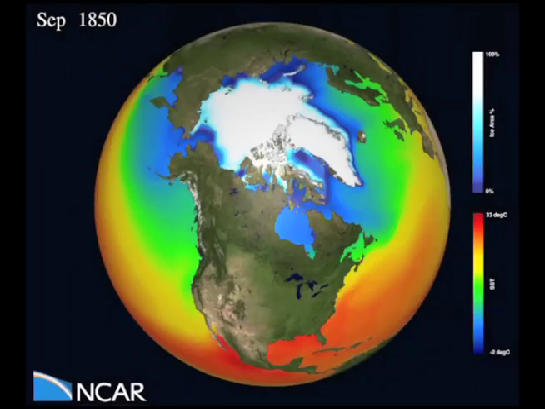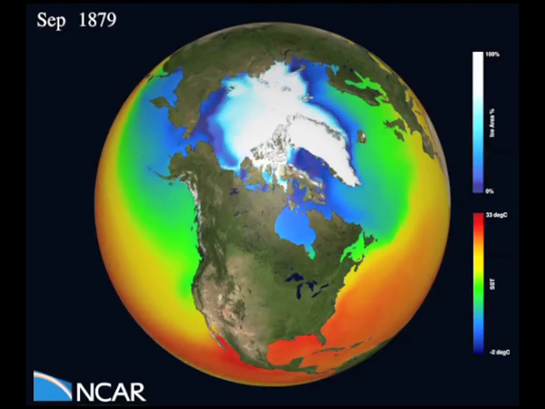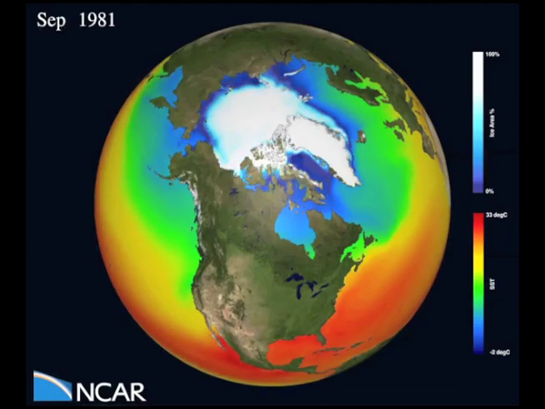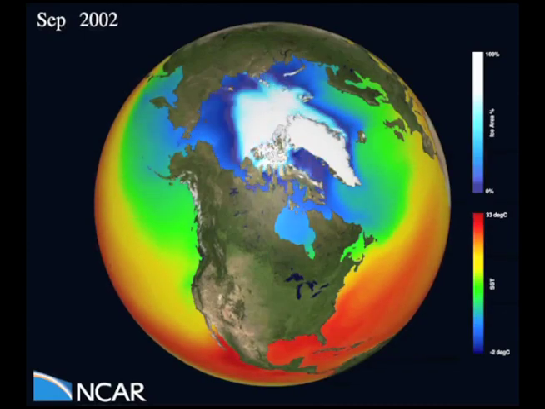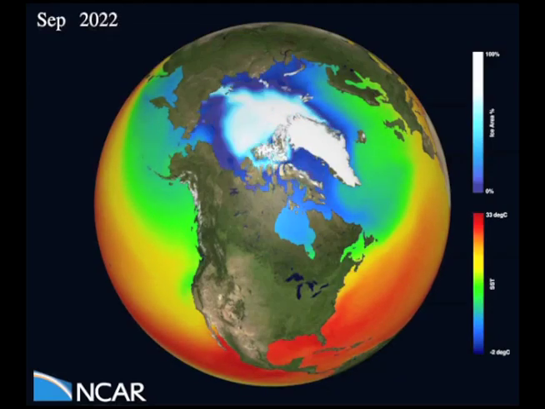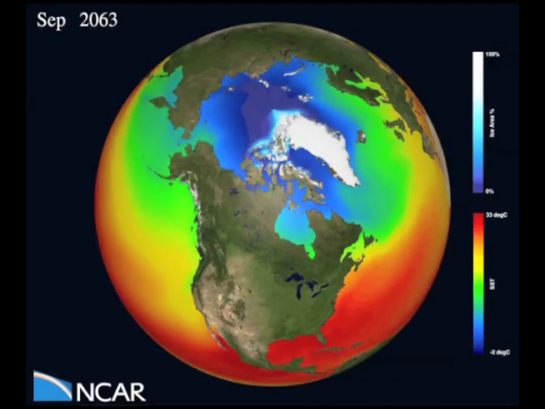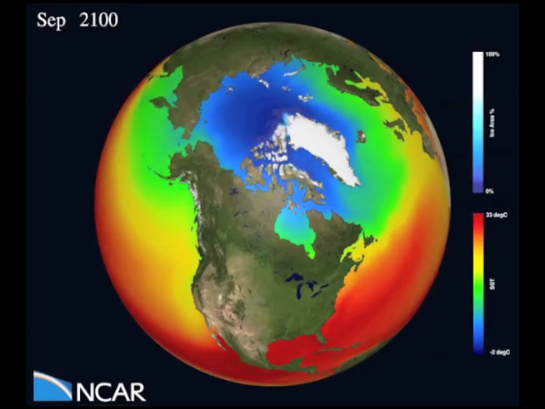For this animation, we're simulating the climate from 1850 to present, and projections of how conditions could change in the future, to look at one time of year, September. That's when the Arctic ice concentration is at its lowest. We use environmental and historical records of greenhouse gases and variations in the sun until 2005, when we start projecting future human behavior, how much greenhouse gases we will add to the atmosphere into the future.